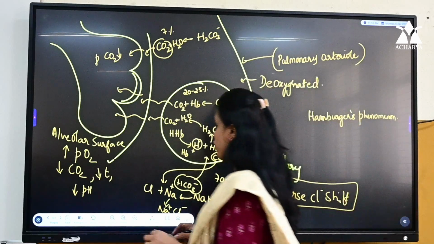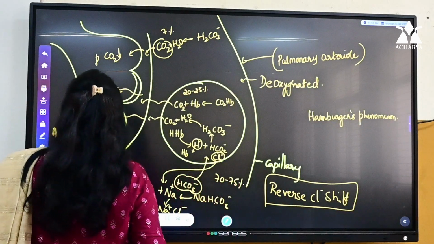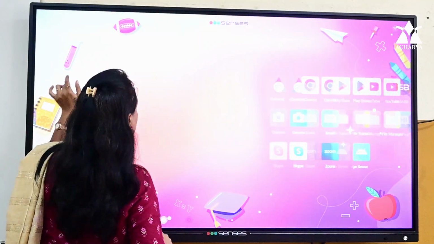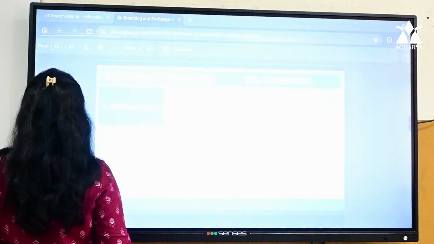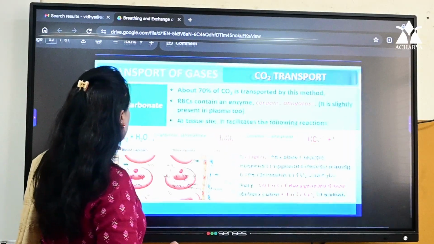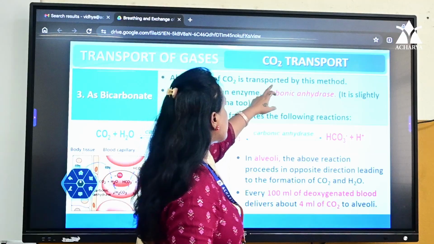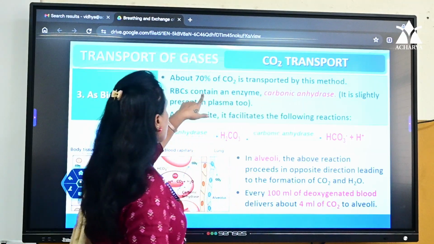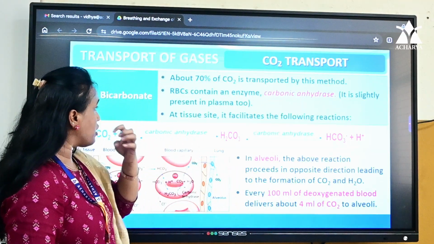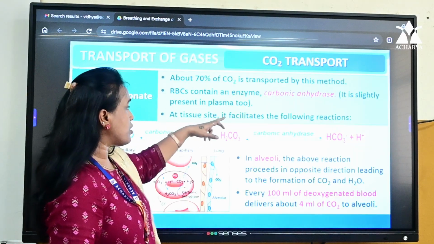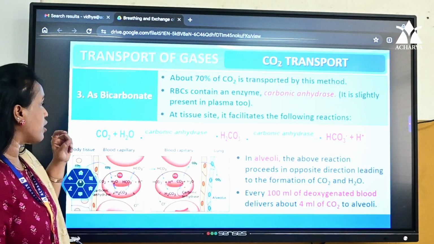So let's just go with the PPT. Let's see what we were studying. First we will have the division. So in the present we can just see here. 70% of carbon dioxide is transported by this method in the presence of an enzyme called carbonic anhydrase, which is slightly present in the plasma too. At tissue site, it facilitates the following reaction.